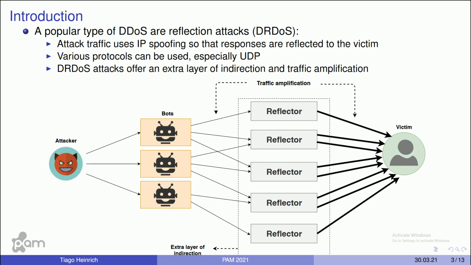A popular type of DDoS is the reflection attack, known as DRDoS attacks. These attacks use IP spoofing so that responses are reflected to the victim. A set of protocols can be used at the same time, and reflection offers an extra layer of indirection and traffic amplification.